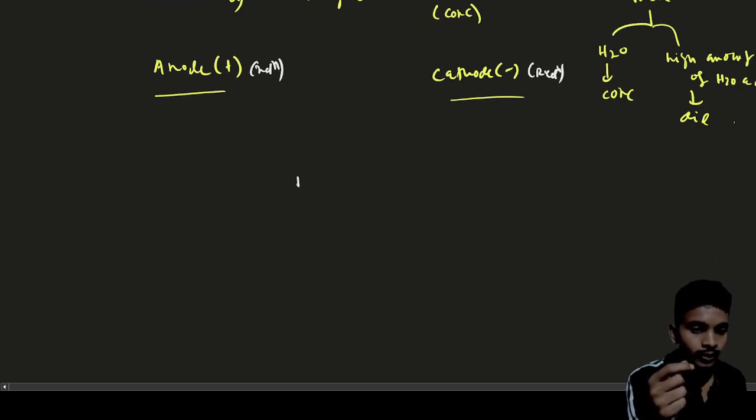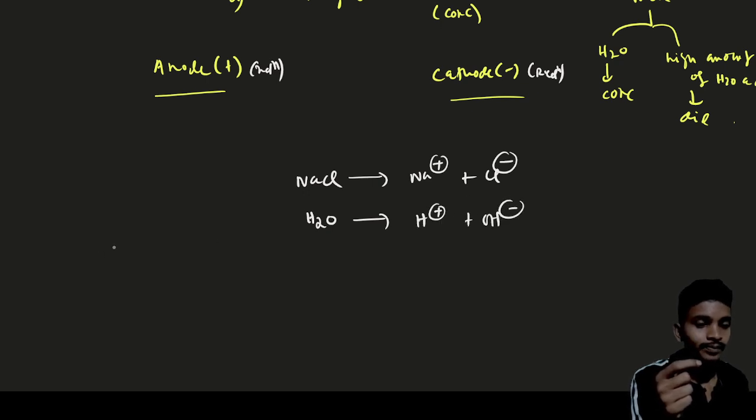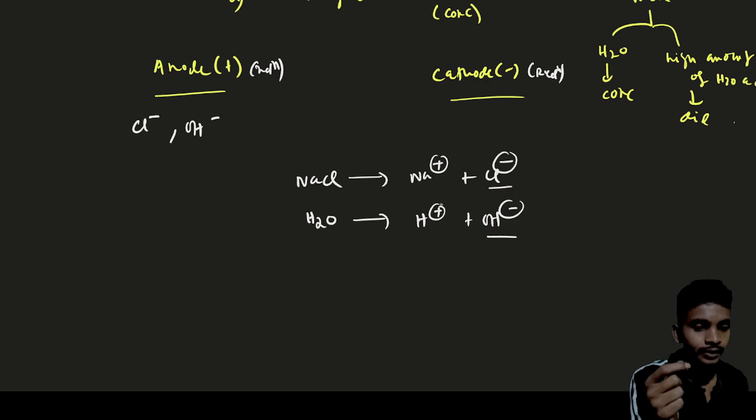So here NaCl is present as electrolyte, and with that water also came, so water is also there. So this NaCl will dissociate into Na plus and Cl minus. Similarly, this water also dissociates into H plus and OH minus. Positive charge at the anode attracts negative ions, Cl minus and OH minus, both are present, so both will go there. And at the negative electrode, positive charges are attracted, so both Na plus and H plus will go.